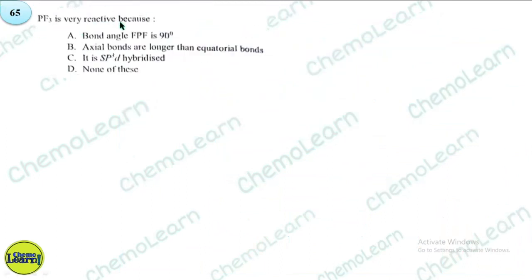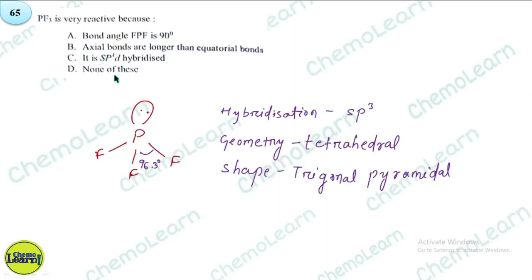PF3 is very reactive because bond angle FPF is 90 degree. Axial bonds are longer than equatorial bonds. It is sp3d hybridized. None of these. See, the hybridization of PF3 is sp3. So option C is incorrect.